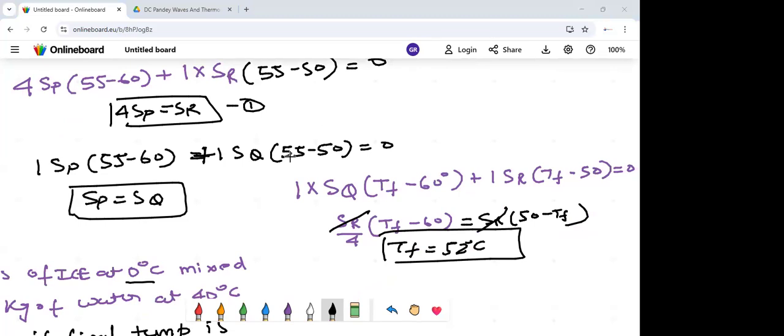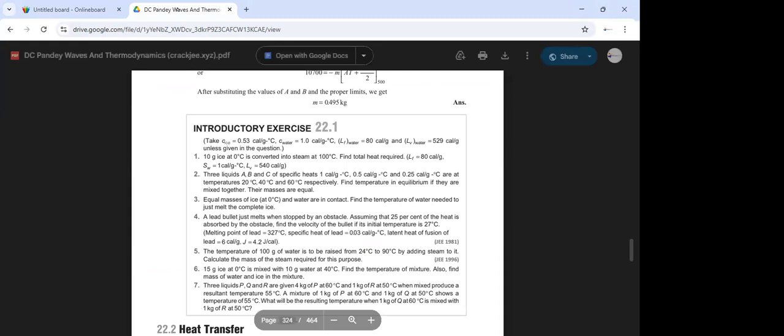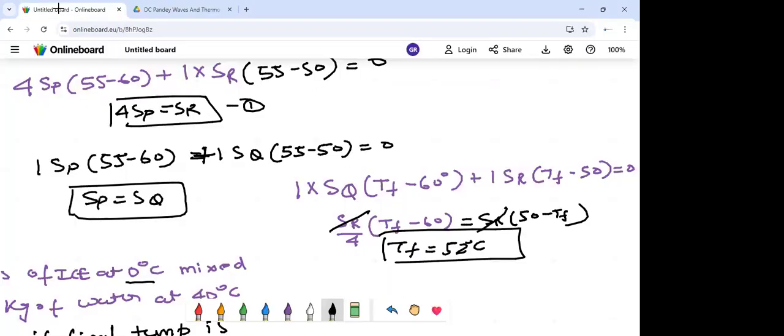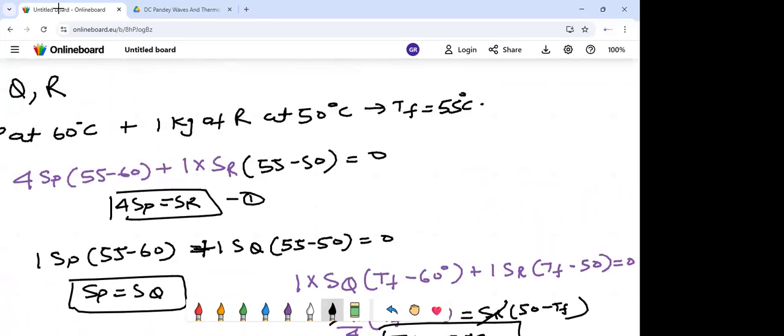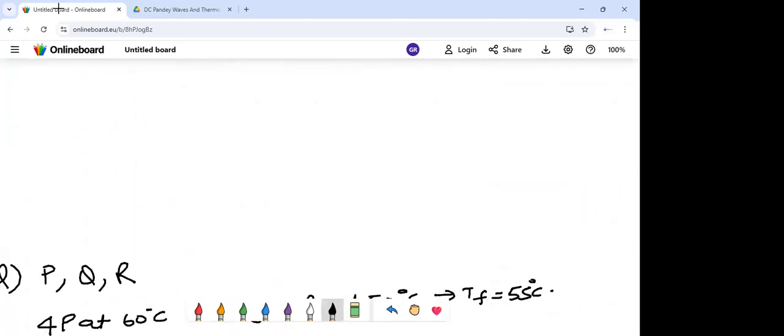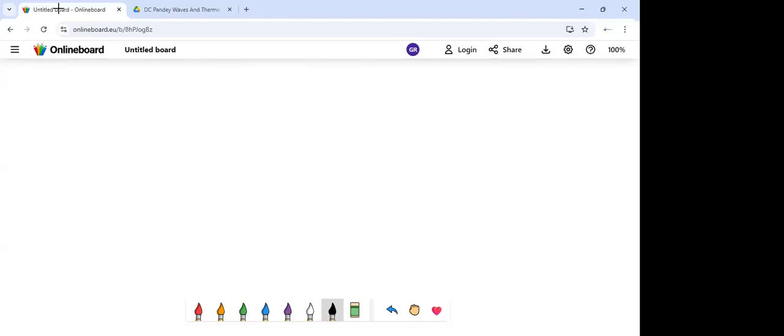Sir, can we discuss the sixth one? I'm not getting the answer. For the sixth one, you have to take 15 gram of ice mixed with 10 gram of water at 40, right? If you bring the water down to 0 degree, whatever heat is released, the ice will absorb. Okay, I'll just explain the sixth one.